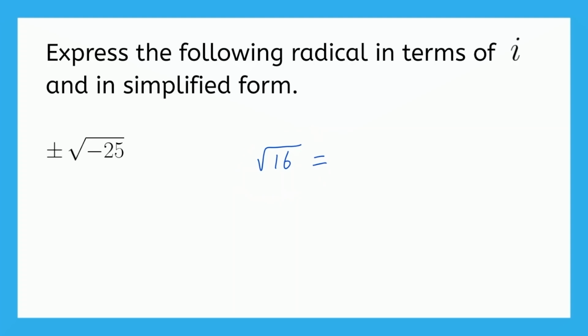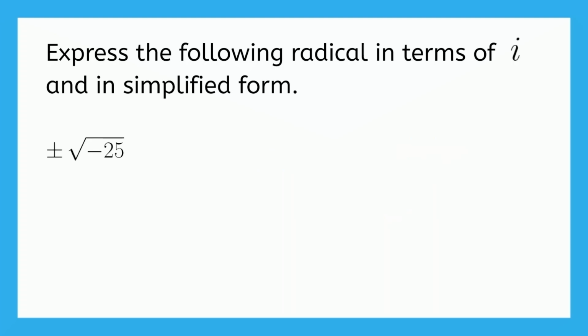Well, 4, right? Because 4 times 4 is 16. But what else? What else is the square root of 16? Negative 4, right? Because negative 4 times negative 4 is also positive 16. So the square root of 16 is actually plus or minus 4. Now, what do we call it when we're talking about only the positive version of the square root? We say that that is the principal square root. So when you hear the phrase principal square root, just think positive square root.